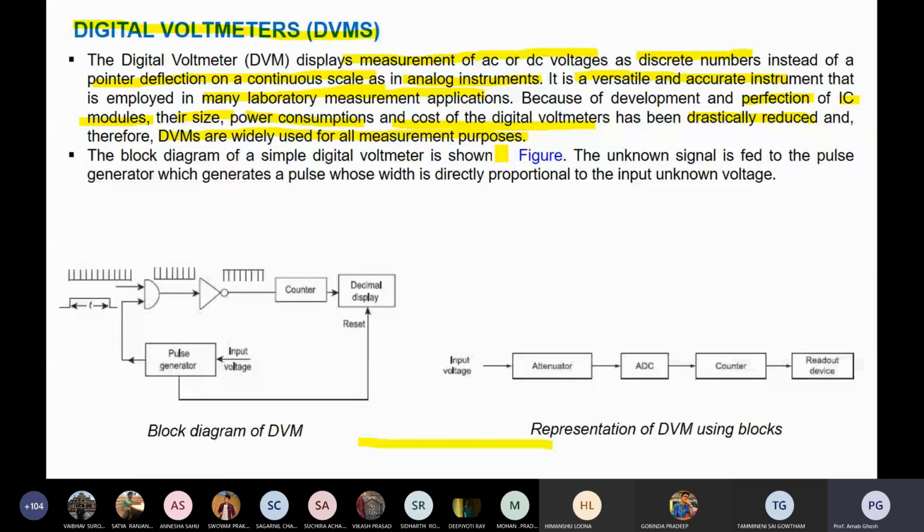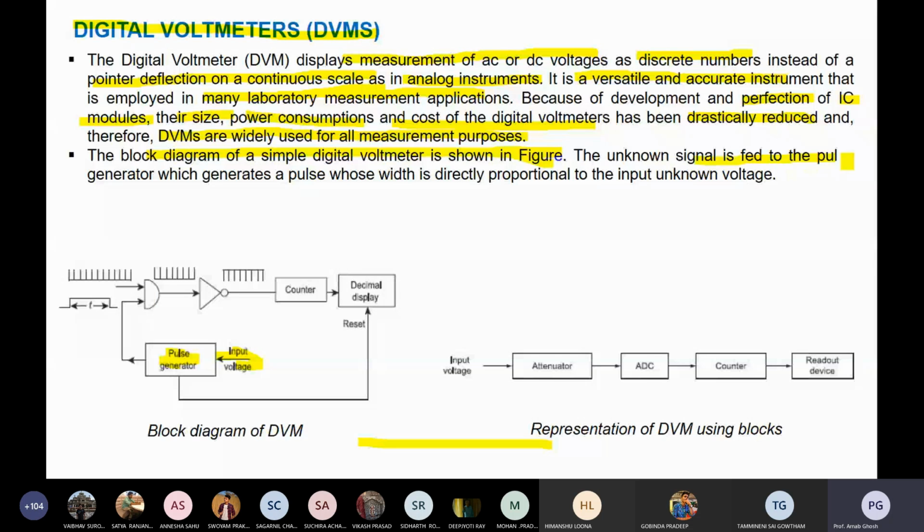So it is the block diagram of a digital voltmeter circuit. We can observe the pulse generator. Some input you should give. In all digital instruments, there are some data storing elements, so some portion is always there. So this is the block diagram of a simple digital voltmeter given in the figure.